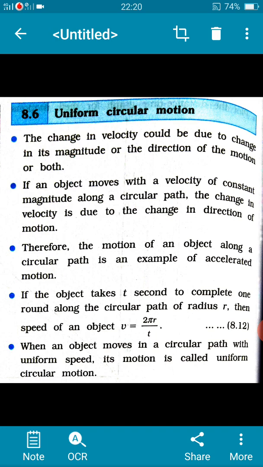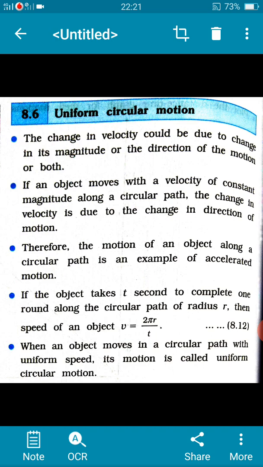That is the circumference upon the time taken. Here suppose the object takes t seconds to complete one round along the circular path having radius r, then the speed of the object, that is v, is equal to 2 pi r upon t. And when the object moves in a circular path with uniform speed, the motion is called uniform circular motion.